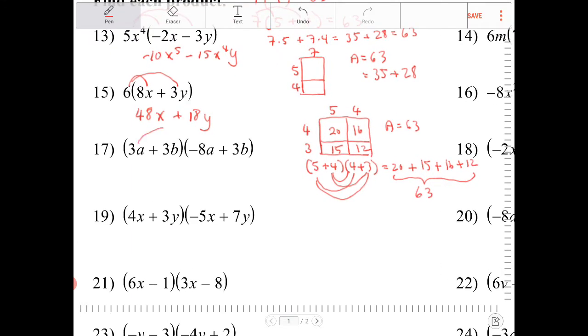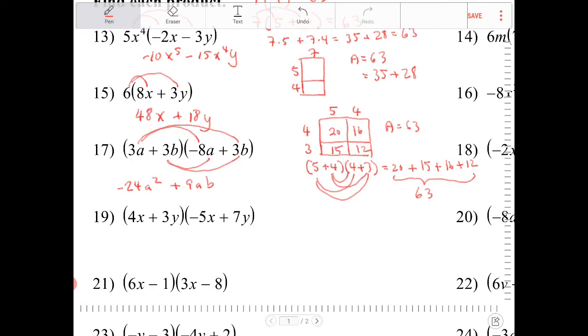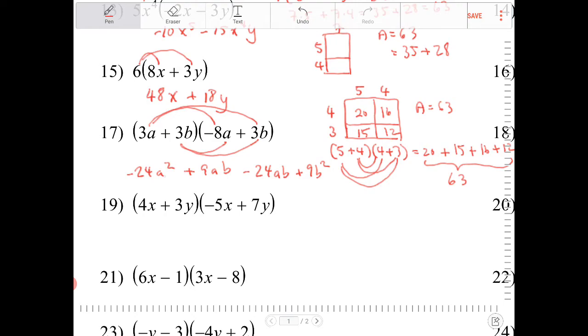So I take these things and I multiply them out. What I'll end up with is negative 24ab, and then plus 9ab. I'm sorry, that should say a squared. And then minus 24ab and plus 9b squared. And lastly, I have to combine like terms. So this is negative 24a squared.